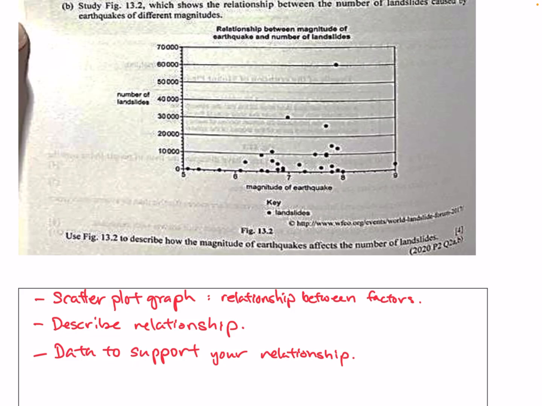Of course, when you're talking about relationships and this kind of thing, you do need to mention a couple of data support points. So you need to mention at magnitude 5, as you approach towards 6, it's generally no landslides. However, once you breach the point of 6, some landslides tend to occur. If you breach 7, as you approach 8, you will have a lot more landslides occurring. So always bear in mind relationship. What does the relationship show? And finally, what's the data to support this?